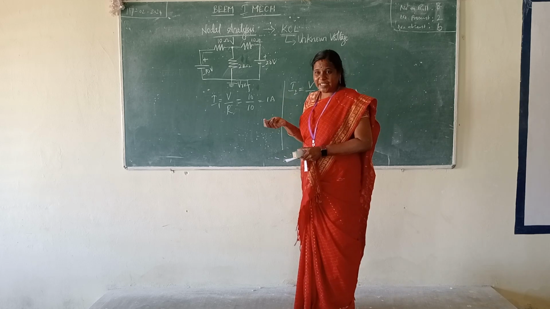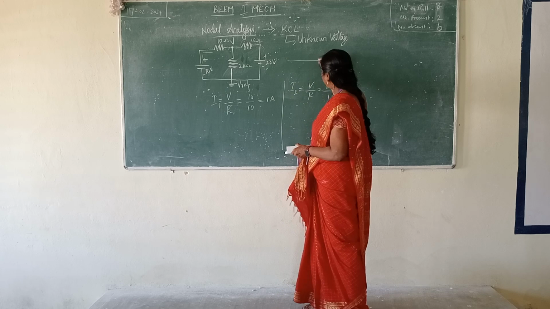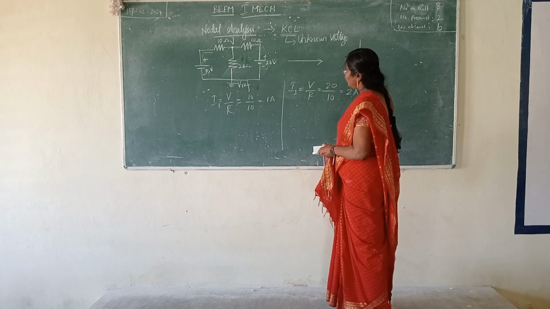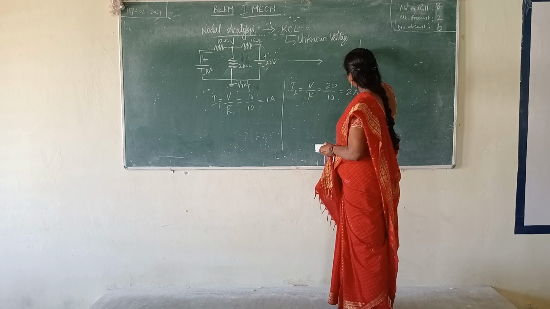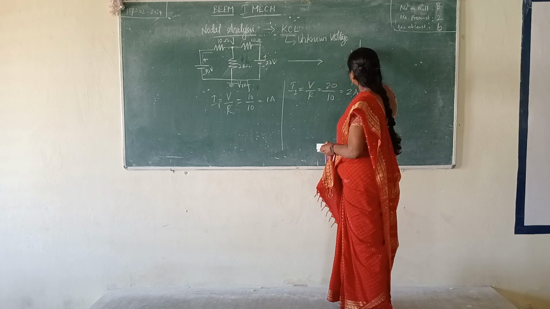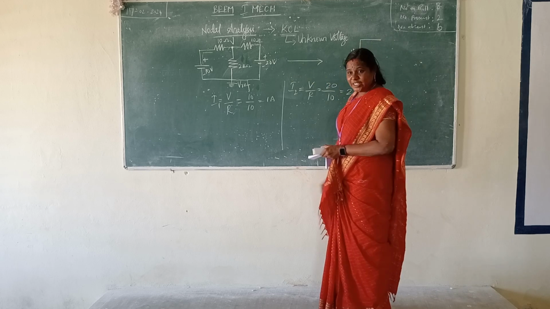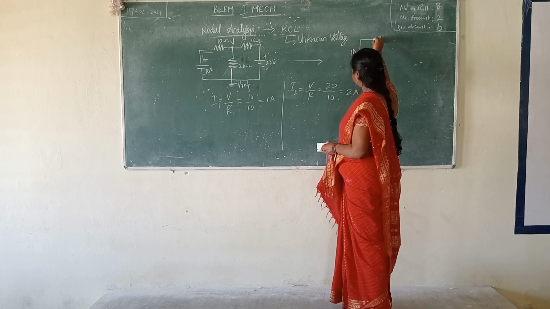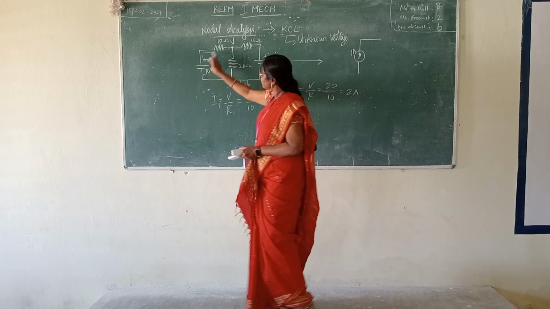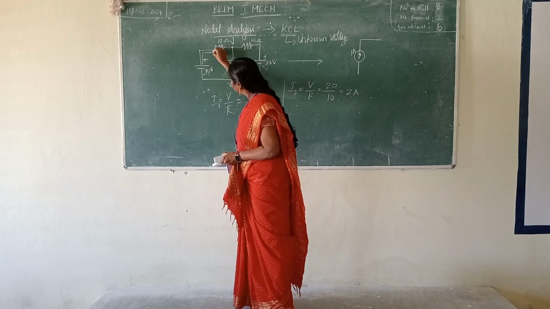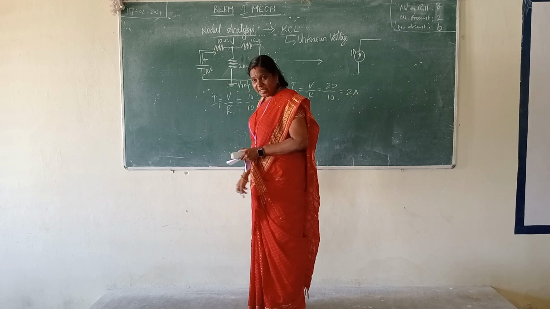Now I should redraw the diagram. How to redraw? Convert voltage source as current source. Where to put the arrow mark? Towards up, because positive is up. 1 ampere. Now convert the resistor into parallel. Already in series only. This and this in series only. Same current flow. So 10 in series only.